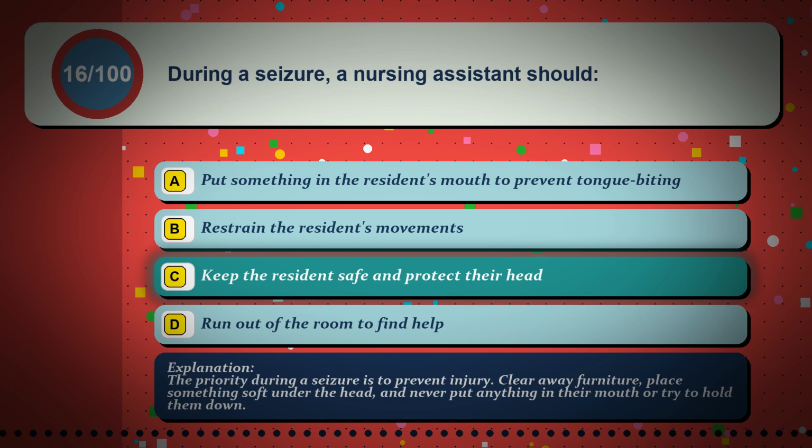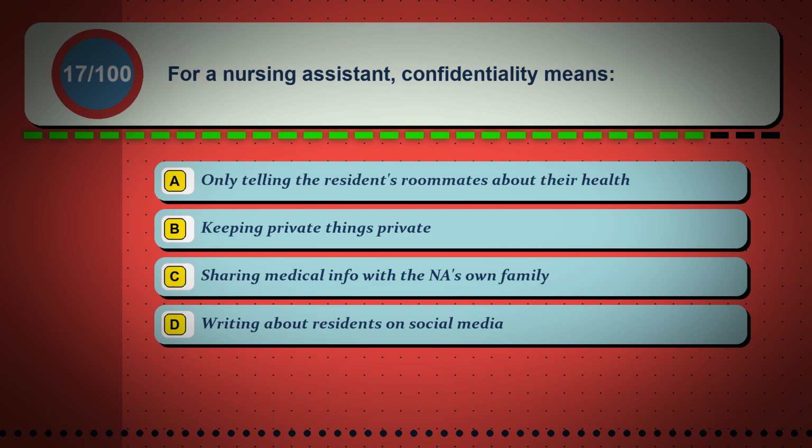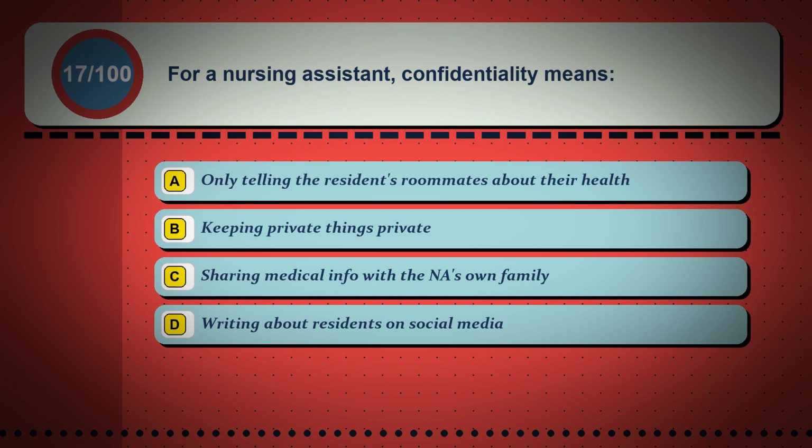Question 17. For a nursing assistant, confidentiality means: Option A, only telling the resident's roommates about their health. Option B, keeping private things private. Option C, sharing medical info with the NA's own family. Option D, writing about residents on social media.